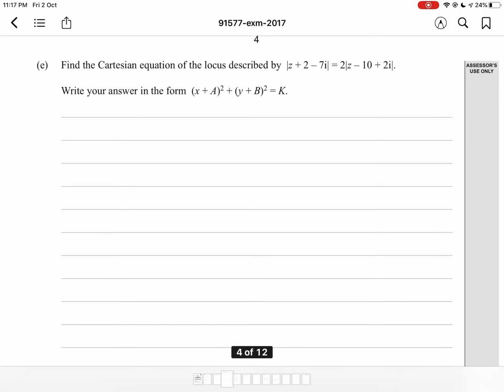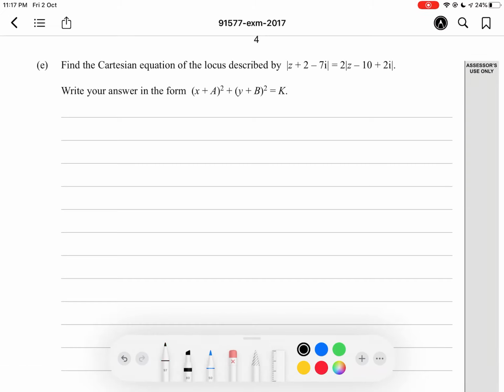Question E, find the Cartesian equation of the locus described by the modulus of z plus 2 minus 7i equals 2 times the modulus of z minus 10 plus 2i. So for these types of questions, you always define what z is. So z is going to be a complex number. We'll just say let z equal a plus bi.